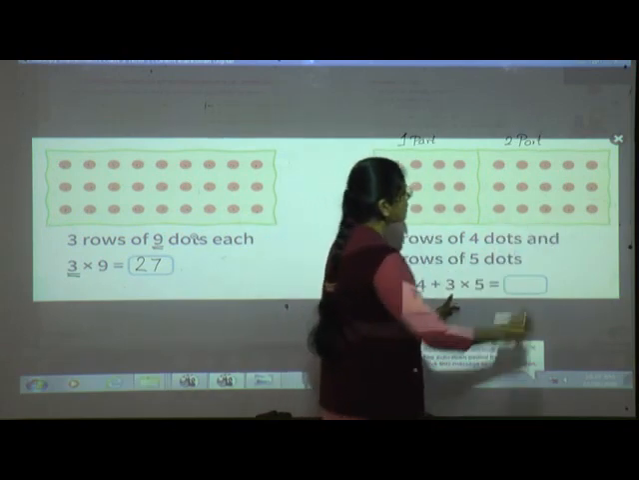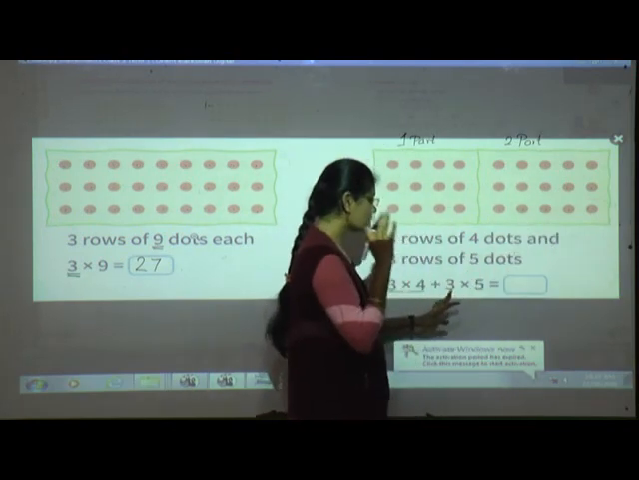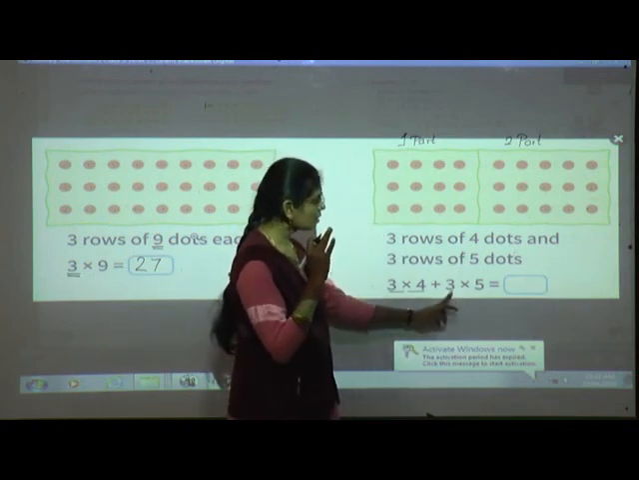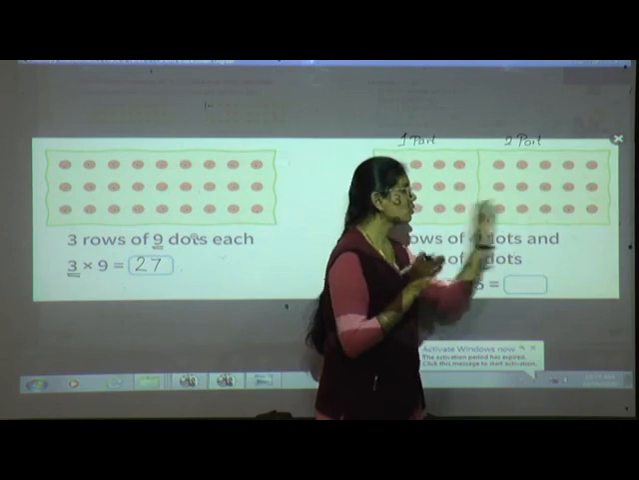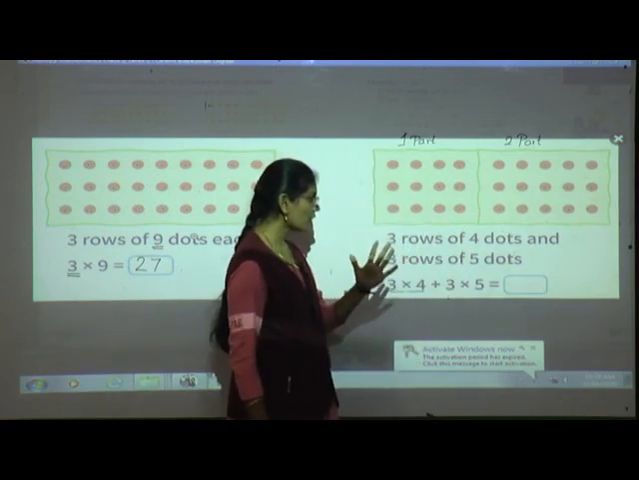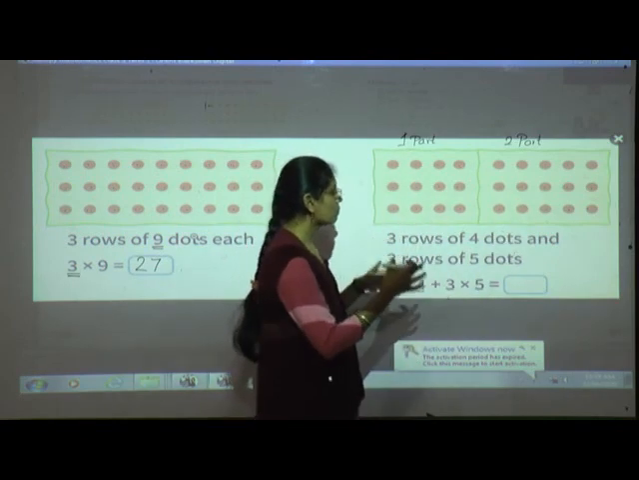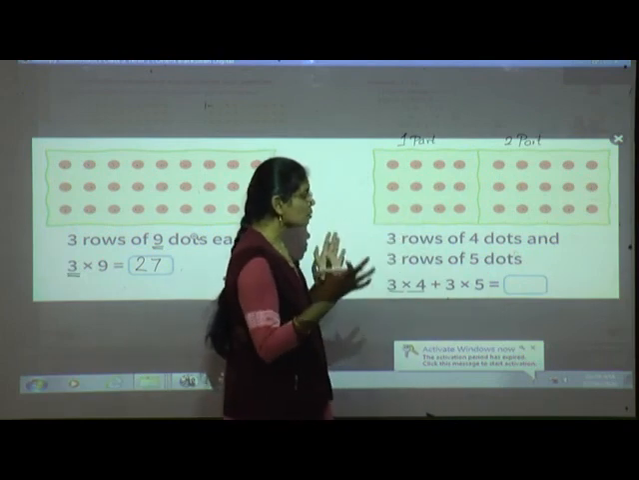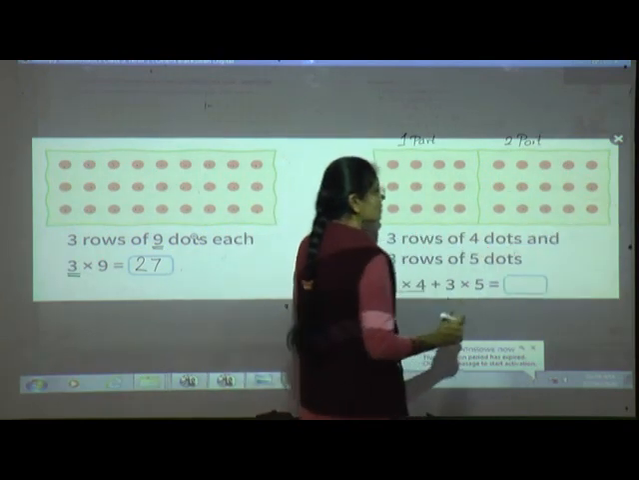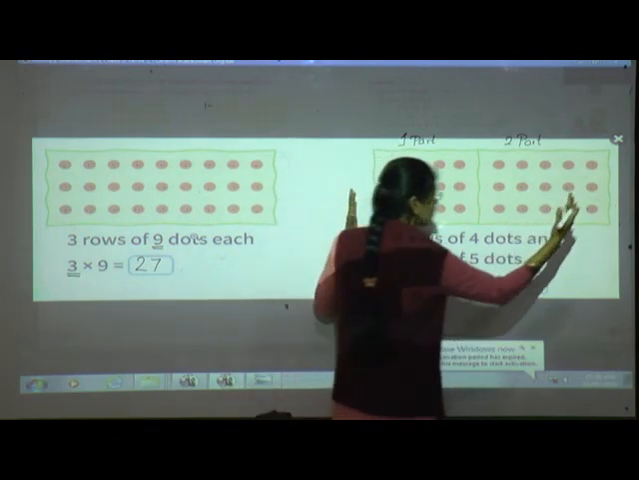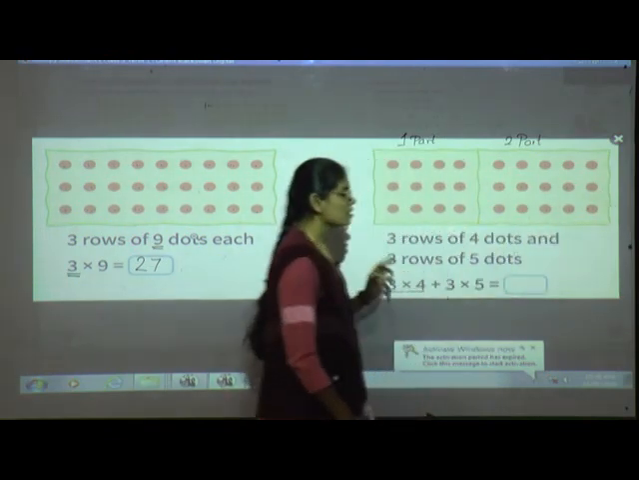In the second part also there are 3 rows. So we will write here 3 into 5. Why? Because in each row there are 5 dots. And when we add these two numbers, we will get the total number of dots present in this full box. Okay, so let us count.